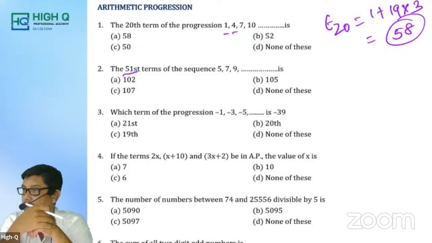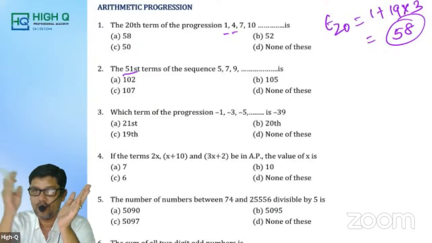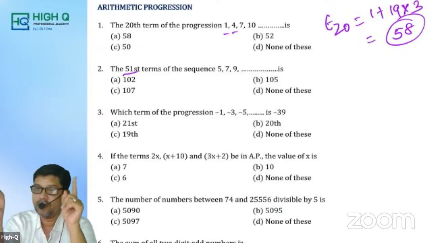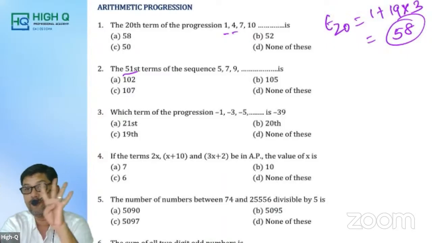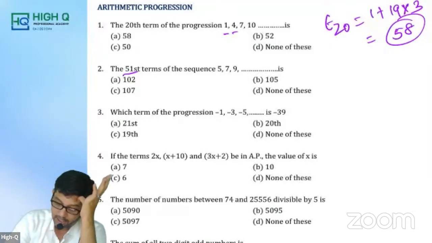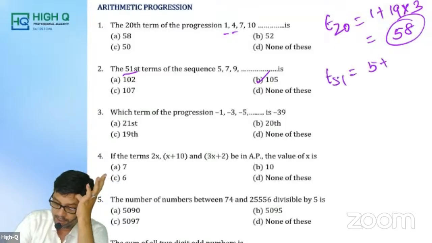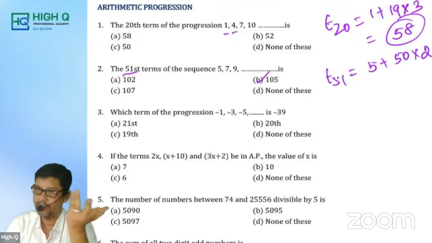B, 105. How did you get it? Sir, it is all the odd numbers, sir. Okay, all the odd numbers they are talking about. If the first odd number is 1, then the 51st odd number is going to be 101. But the sequence's first term is 4 terms ahead. Therefore 101 plus 4, 105. Otherwise you have the formula, T51 is equal to A plus (n minus 1) into D. Directly also you can get it.